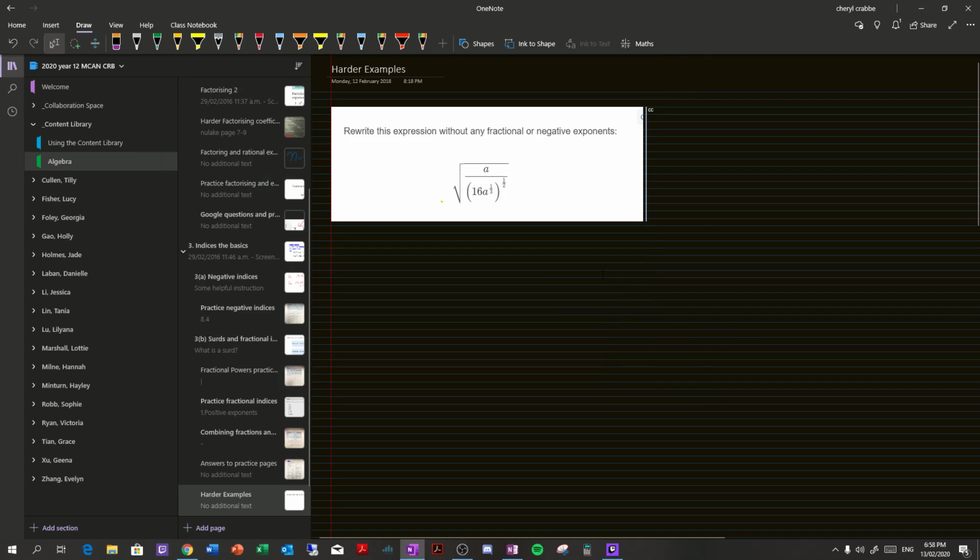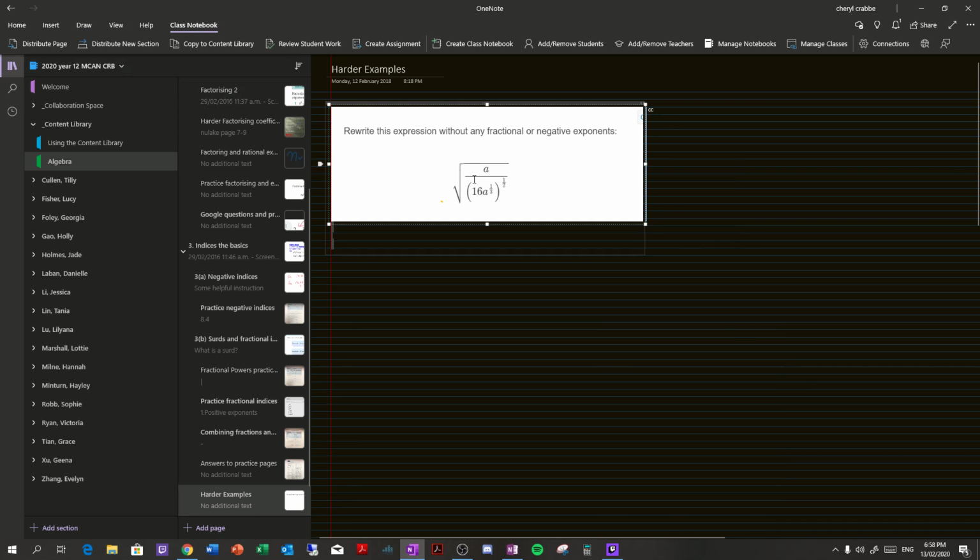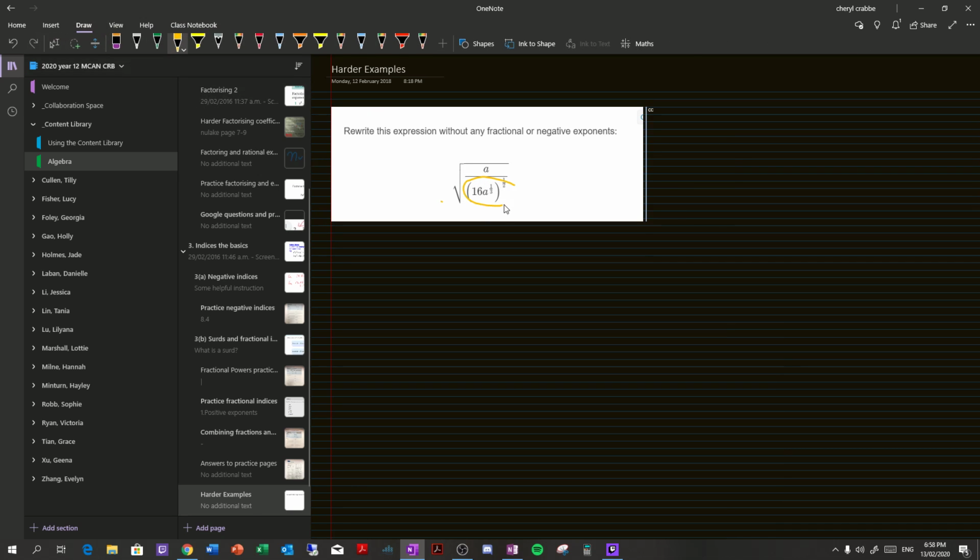Okay, we're going to take a look at that hard example on fractional exponents that we dealt with yesterday. We have to rewrite this expression without any fractional or negative exponents. All right, so if we have fractional exponents, we're going to have to use the surd or the radical sign to deal with that. So in this particular one, I just said, well, let's take a look and just deal with this and simplify that down first.